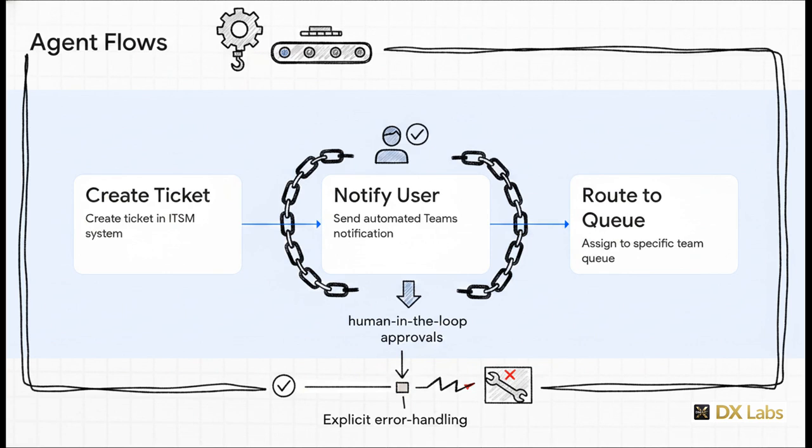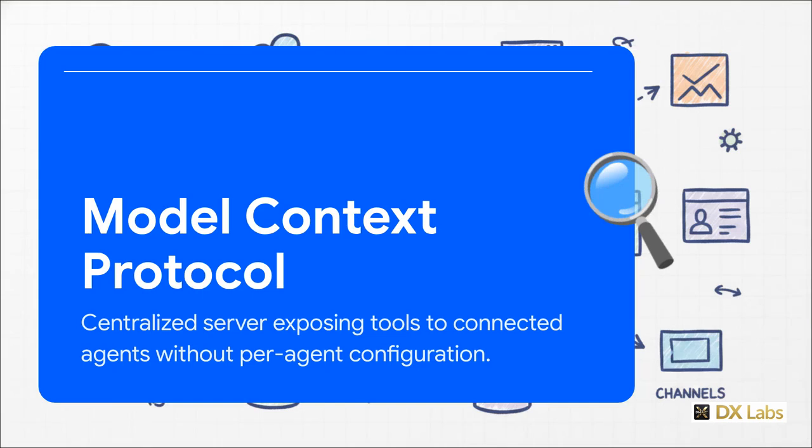For the AB 620, please remember this critical logic. Agent flows are absolutely required when you need explicit error handling paths and completely predictable design time behavior. If your exam scenario mentions a sequence where, say, step 2 entirely depends on step 1 succeeding, you definitely need an agent flow. Okay, moving on to MCP, the Model Context Protocol.